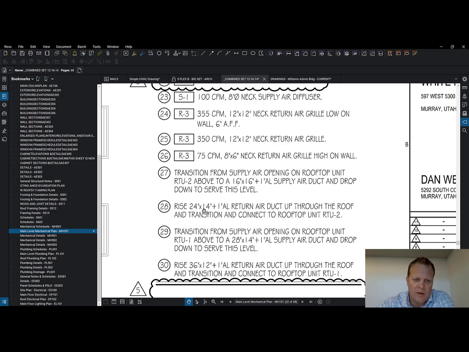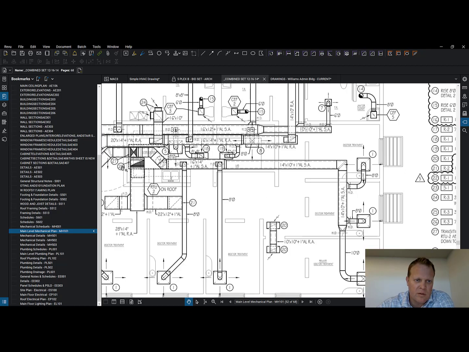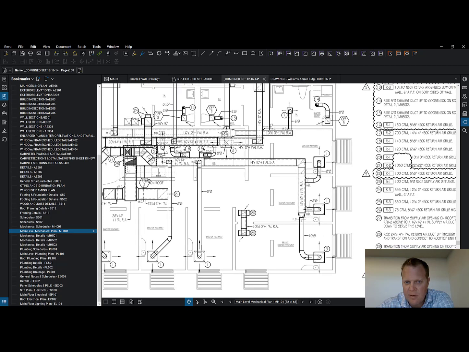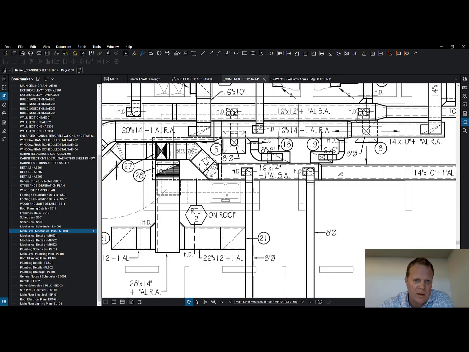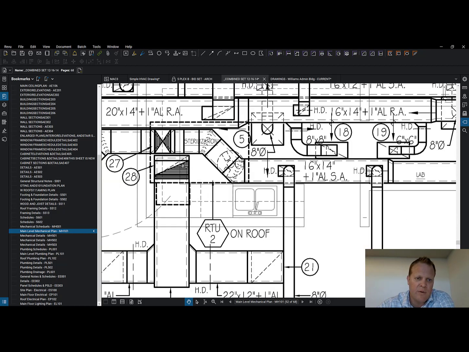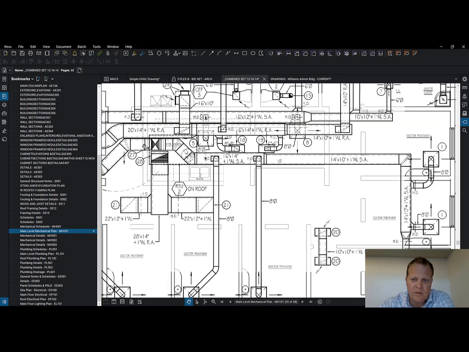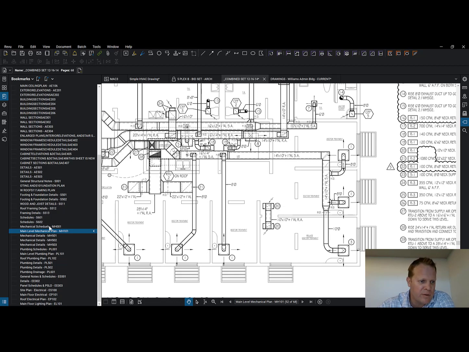So, and then we've got a 24 by 14 return air duct on number 28 going up through the roof. What size did he say that they were? 27 is 16 by 16. 28 is 24 by 14. So we got a 24 by 14 hole in the roof right here. We got a 16 by 16 hole in the roof right there. Let's go back to look at the roof structure and see if we actually have any kind of opening there.